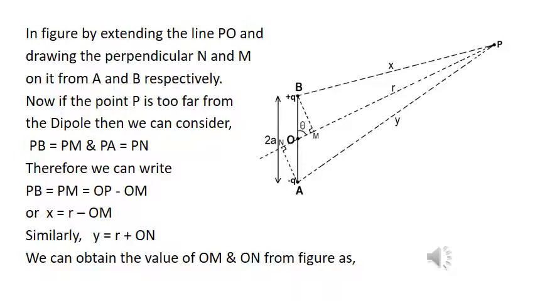Therefore, we can write PB is equal to PM, and from figure this length PM can be rewritten as OP minus OM. By putting the value of PB and OP, we get x is equal to r minus OM. Similarly, we can write y is equal to r plus ON. We can obtain these values OM and ON from figure by using trigonometry, as solved in the next slide.